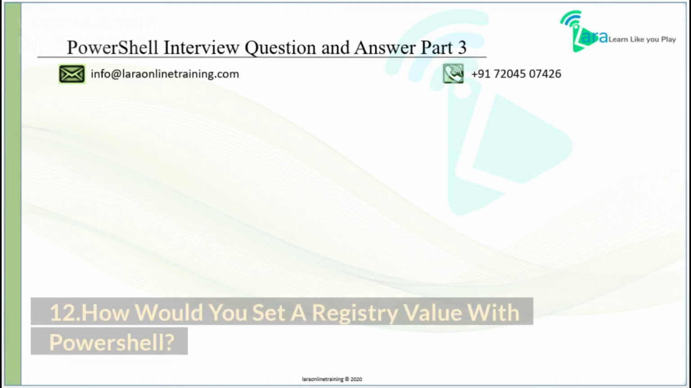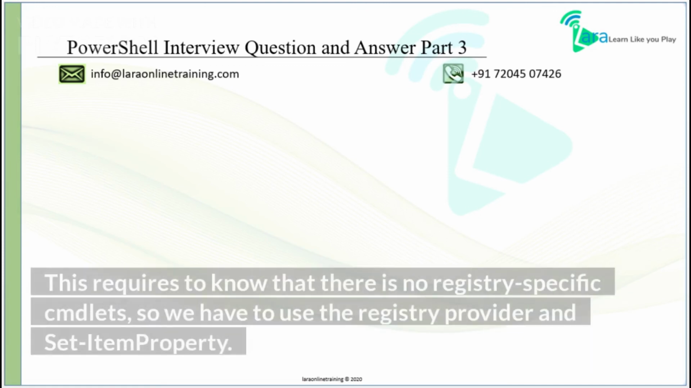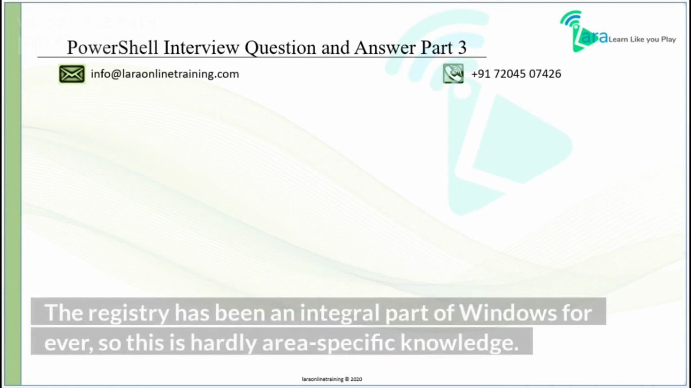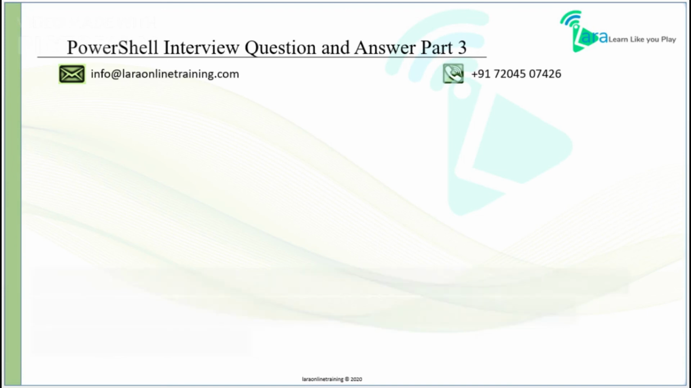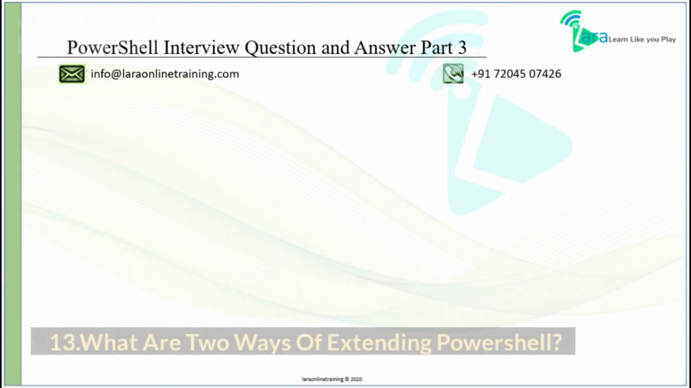12. How would you set a registry value with PowerShell? Answer. Yeah, we start easy, but it is not that intuitive. This requires knowing that there are no registry-specific cmdlets, so we have to use the registry provider and Set-ItemProperty. The registry has been an integral part of Windows forever, so this is hardly area-specific knowledge. It is very likely that any PowerShell scripter has already performed this task at least once, maybe even on an almost daily basis.